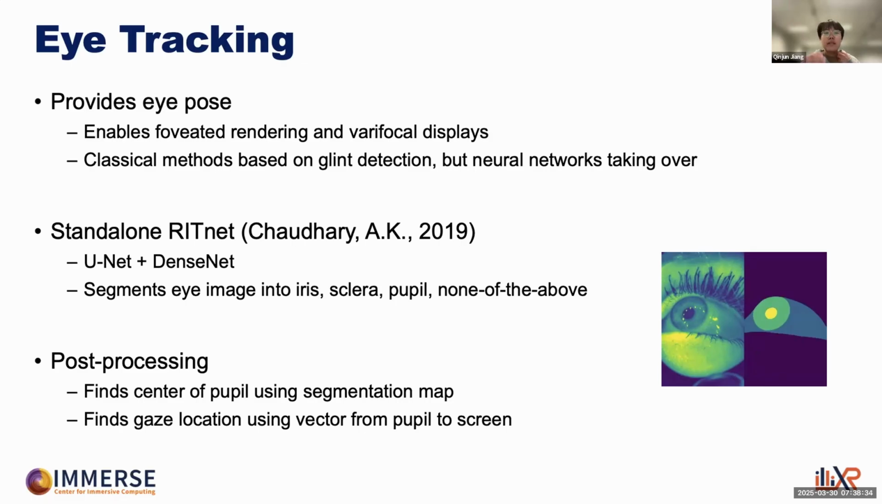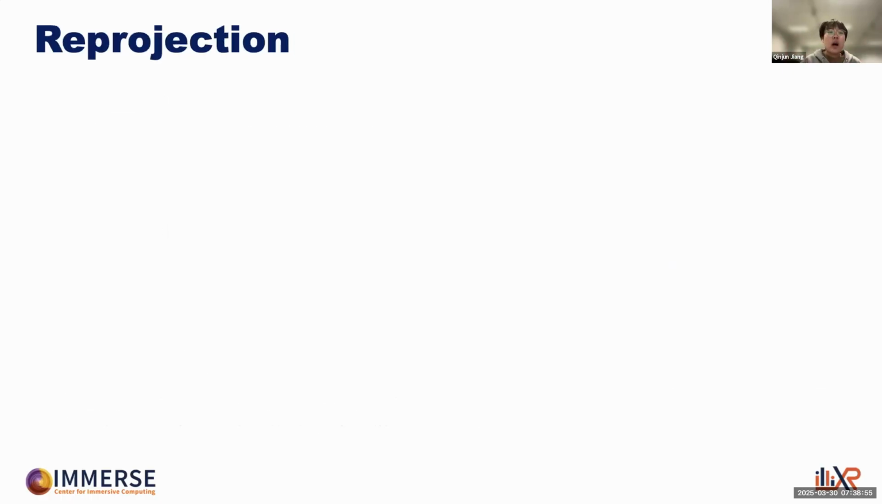All right, so this concludes the perception pipeline. A short summary: the perception pipeline utilizes sensor inputs to understand where the user is in the world, what the user's surroundings look like, where the user is looking at, and where the user's hand is. All this information will then be utilized by the next pipeline, which is the visual pipeline.